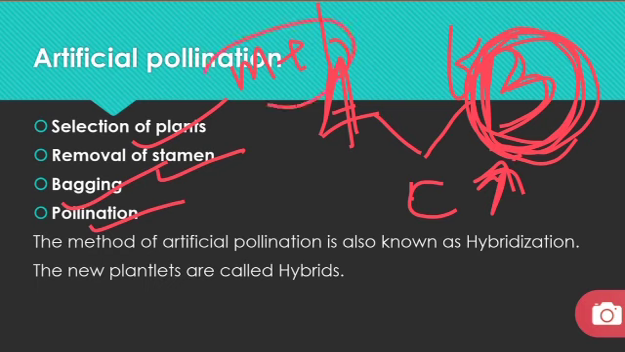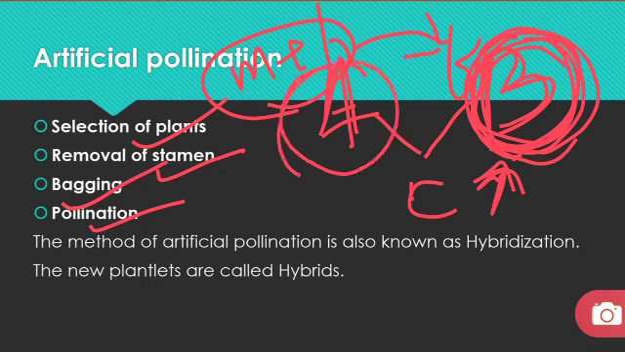Now when the flowers get matured, what you will do, the last step, you will bring the flower of this plant towards the flower of this plant and you will dust over the stigma, over the female reproductive part of plant B. Okay, got it? See, here the male reproductive part is present. You will take the male reproductive part, that is the stamen, and you will dust it over the female reproductive part of the flowers of plant B.